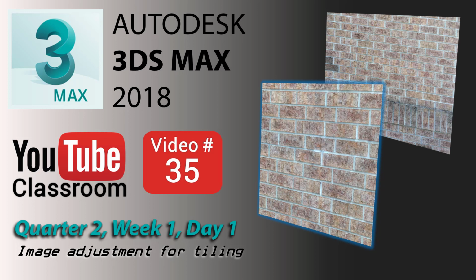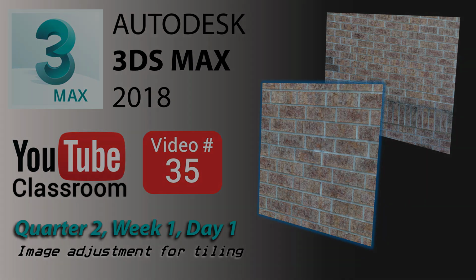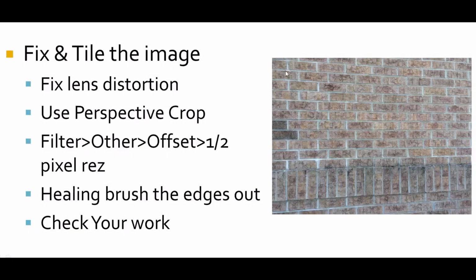Today we are going to take an image that is not prepared to be tiled and make it tileable. That means we're going to have to take a large image, crop down the pieces that we think we can adjust. We're going to fix the lens distortion. We're going to learn about perspective crop. And we're also going to do some offset pixel res just to make sure our center lines up, and then we'll use the healing brush to fix it, and we'll double check it by putting it in the system so we can make sure it looks good. Alright, so let's get started.